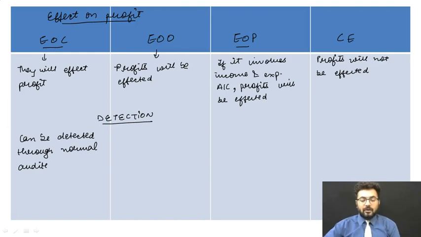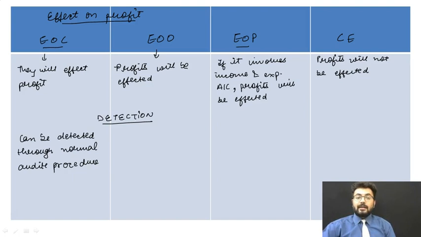If a normal audit is going on, whatever the normal audit procedures are, if they are being carried on, the errors can be detected. For example, vouching, reviewing, posting, checking, casting, all of these things by a normal audit procedure. These errors can be found. Got it? Now, moving on to the next.